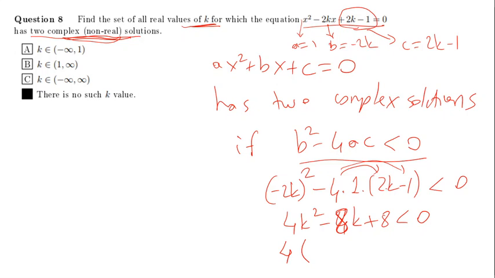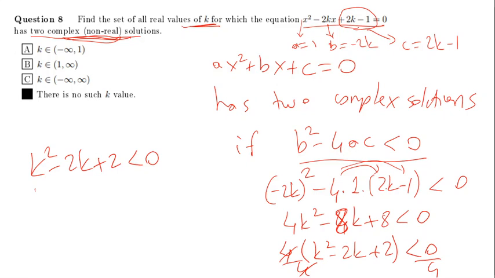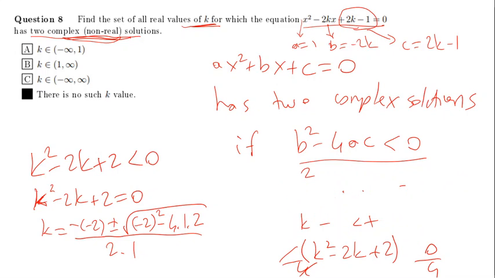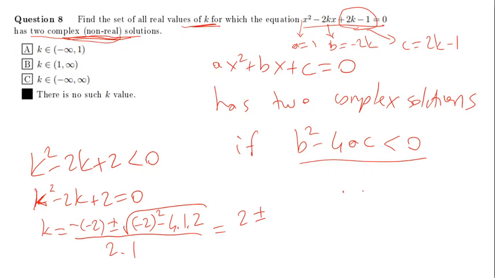So when you factor out 4, and divide by 4, you will get k squared minus 2k plus 2 less than 0. Now we try to solve this equation and find a solution for it. So we'll use the quadratic formula: minus minus 2 plus or minus the square root of minus 2 squared minus 4 times a times c, divided by 2a. Now this will give us 2 plus or minus the square root of 4 minus 8.